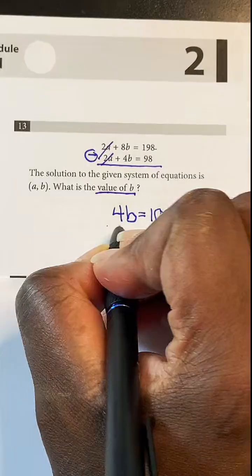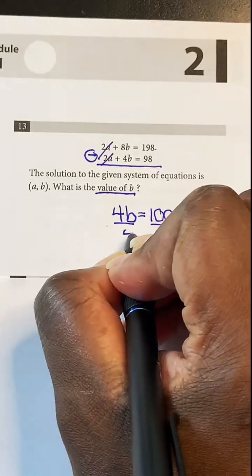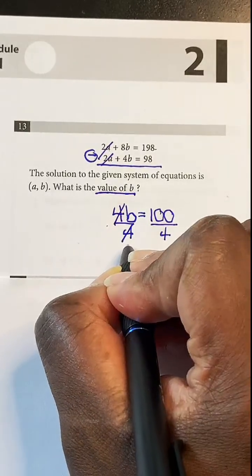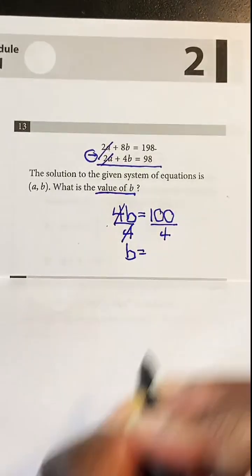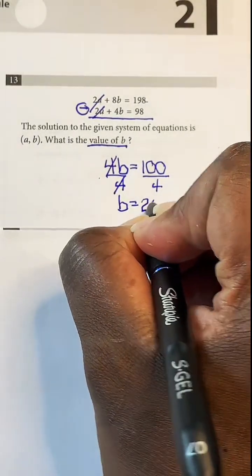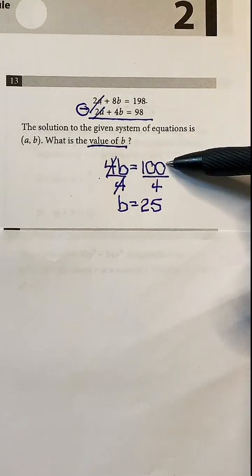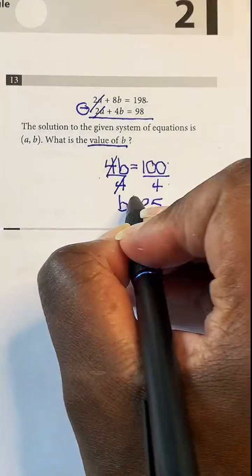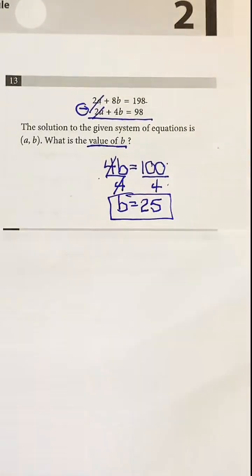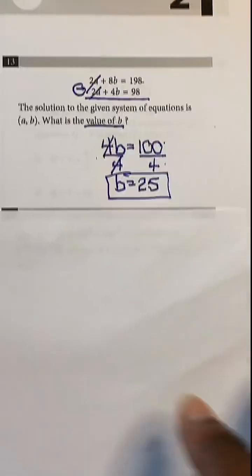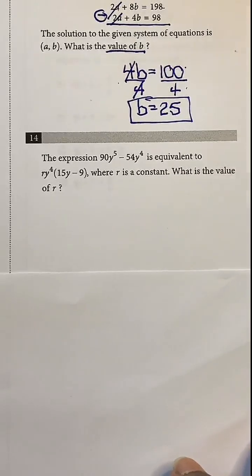And if I want to solve for B, I divide both sides by 4. 4 divided by 4 will give me 1B or just B. And then 100 divided by 4 will give me 25. Think of it. I got $1, 4 quarters. That means each quarter is 25 cents. Okay. All right. Awesome.